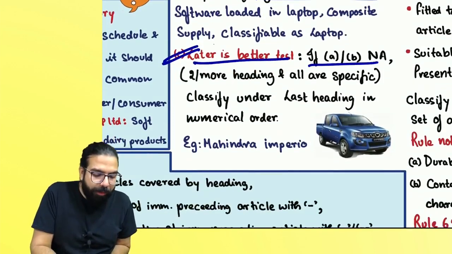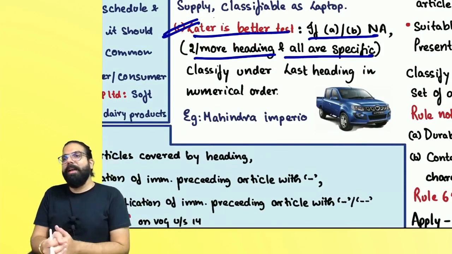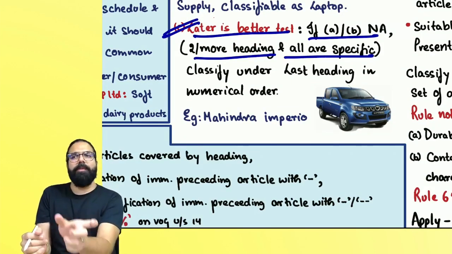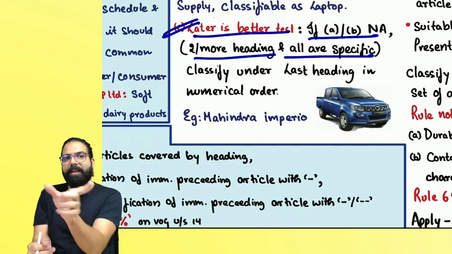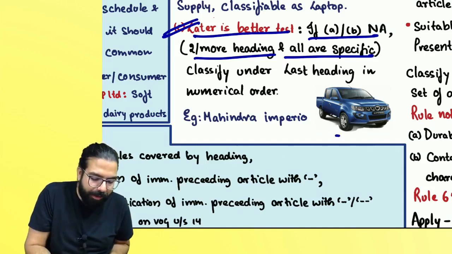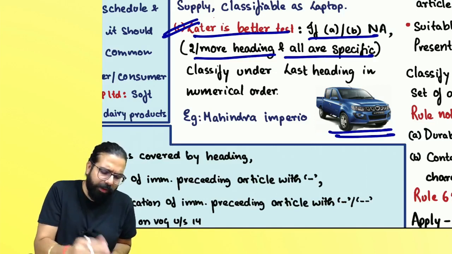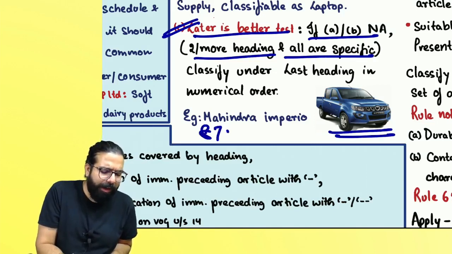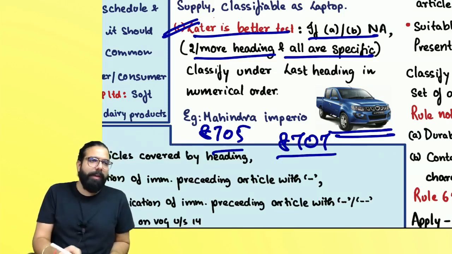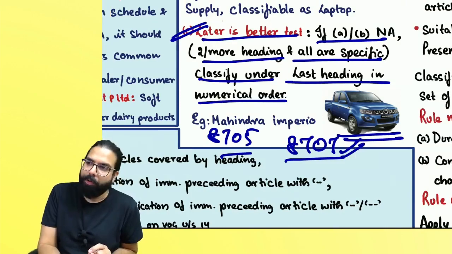The next one is, if an item is classifiable under two or more headings, and the specific over general rule is not applicable, and you are not able to apply the essential character test either, then what do you apply? The later the better rule, which says if the earlier rules are not applicable, and two or more headings are all specific, then classify in numerical order, and whichever heading comes last in the numerical order, the later heading, you classify that article under. For example, Mahindra Imperio: supposing it is classifiable under 8705 and 8707 both, then you will classify under the later heading, the last heading in the numerical order.